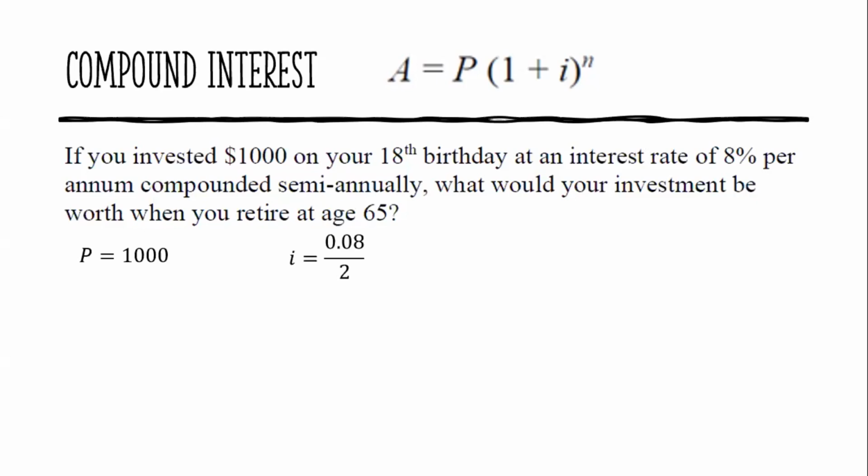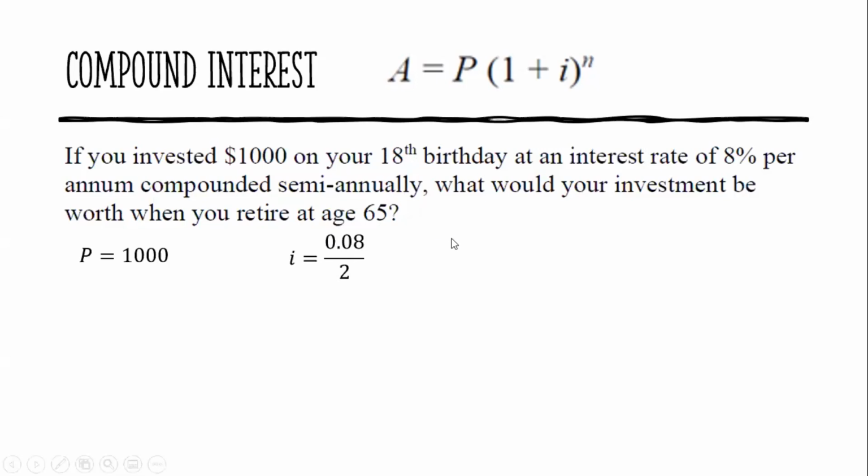How do you know that? I subtracted 65 and 18, and then multiplied by 2. Well done. Because I need to know how many years we have this money invested for. I put it in when I'm 18. I take it out when I'm 65. How many years do I have between those two? And you're absolutely right. That's 47 years.